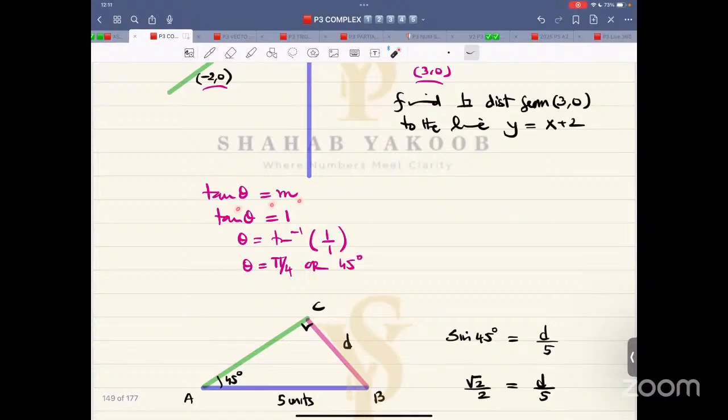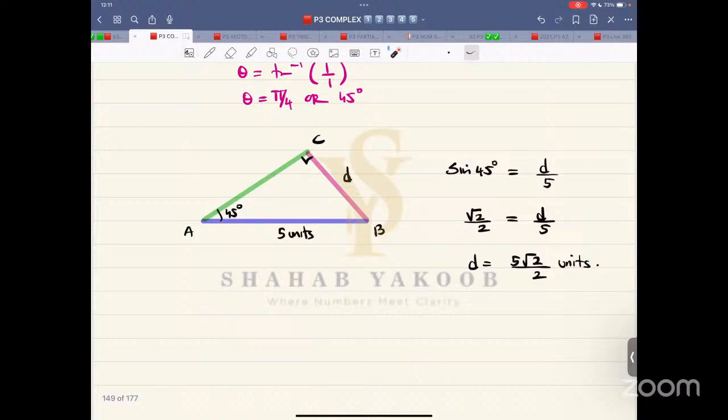Tangent theta equals the gradient of the line. Theta is pi by 4 or 45 degrees. So now this is the triangle that you need to focus on. Sine of 45 is d over 5. Hence, you find the value of d.